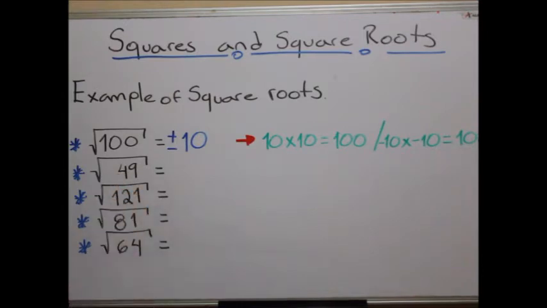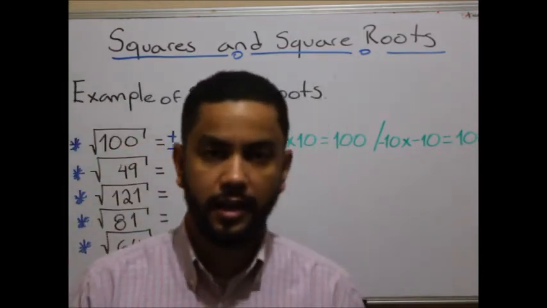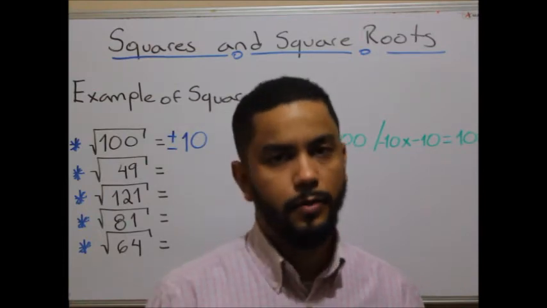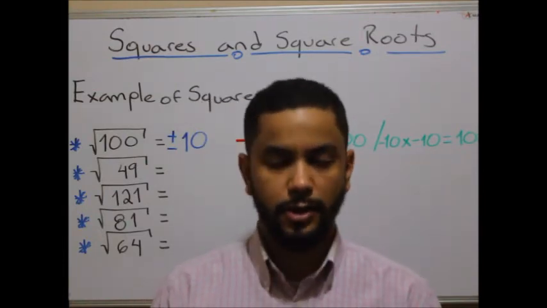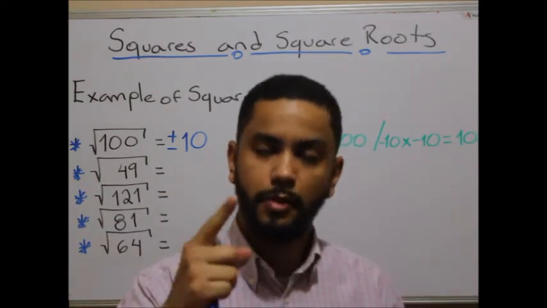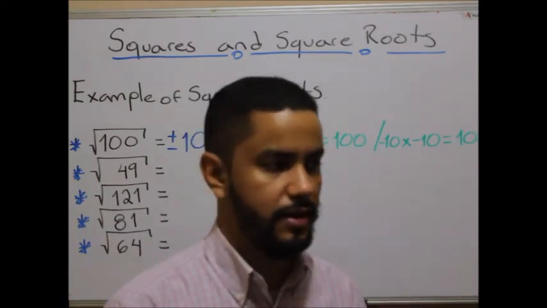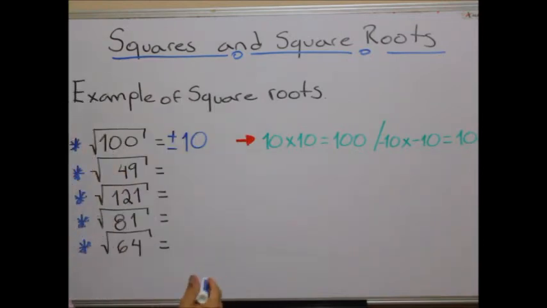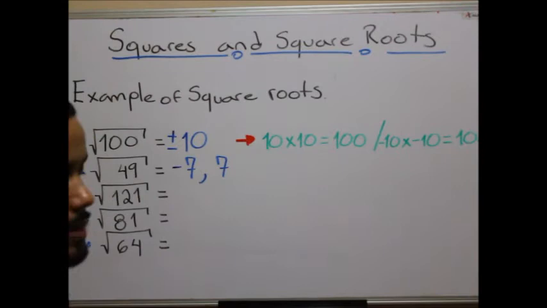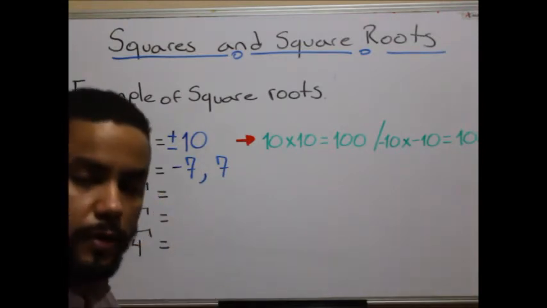Okay, let's solve that. The square root of 49. Two numbers, or the same number, that when we multiply them we get 49. So in this case it will be 7. But our answer will be two numbers: one positive 7 and one negative 7. So how can we write that? We can write it like negative 7 and 7. But this is just with the square root.